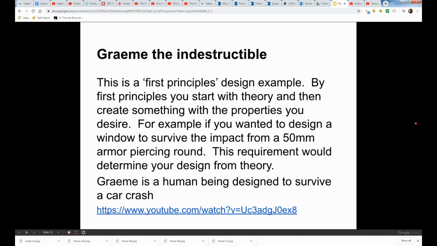Now, Graham is a human being designed to survive a car crash. So some scientists went out and tried to show people that won't belt up in a car what you would really need to look like to walk away from car wrecks. And so they redesigned a human being so he could survive a car crash. And those of you who like science fiction and fantasy will really like Graham, because this is how you design an alien, say, to survive on an acid world or something like this.